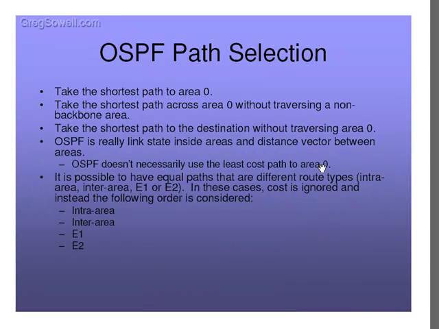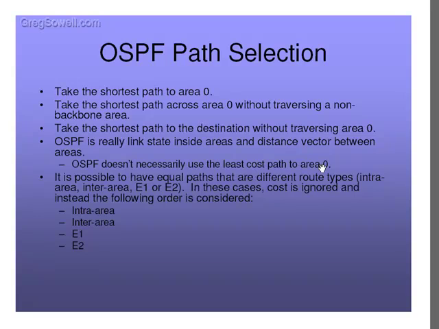OSPF path selection. Whenever a router has his LSDB and he's getting ready to run his SPF calculation, he's going to look for the shortest path to area 0. What's the quickest way to get to area 0 for a route? That's what he's going to take first. Then take the shortest path across area 0 without jumping through some random area and then swooping back in. Take the shortest path to the destination without traversing area 0 if you can help it.